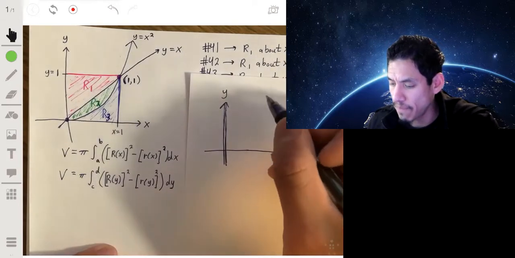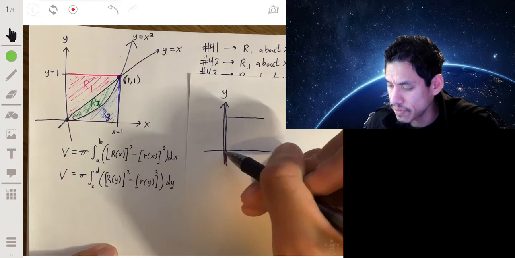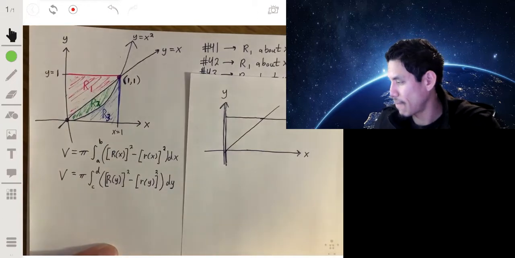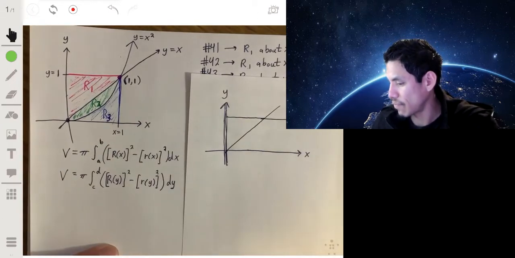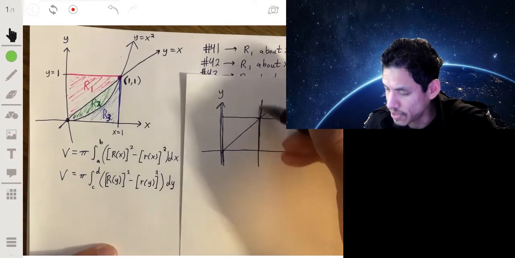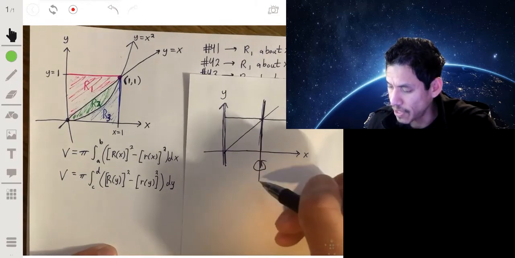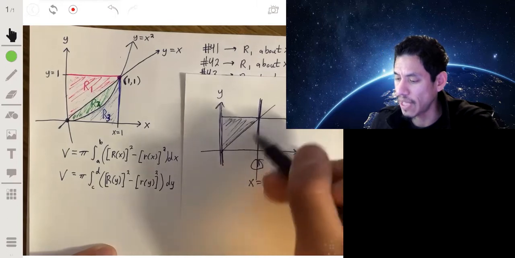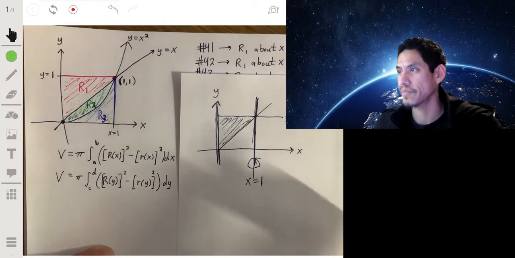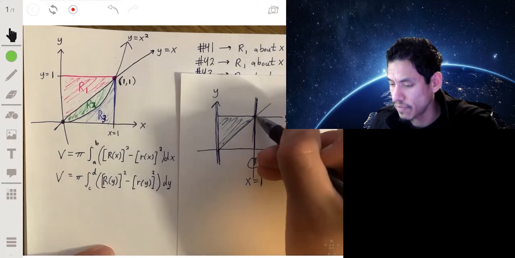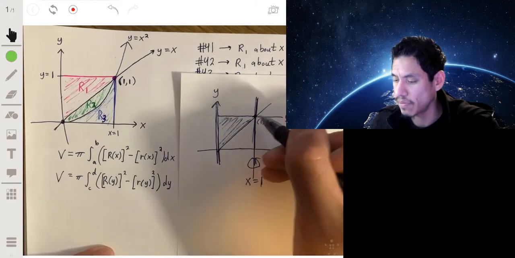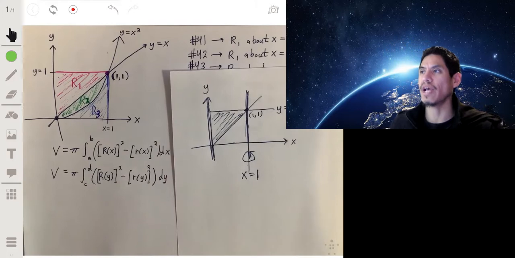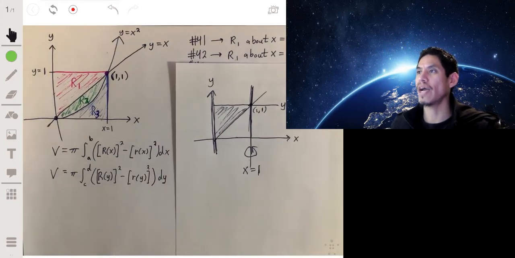R1, something like this. The line y equals 1. Our axis of revolution would be this line, x equals 1. Rotate this about that. And that's at 1, 1. Now again, since we have a vertical axis of revolution, we're going to have our integral written in terms of y.